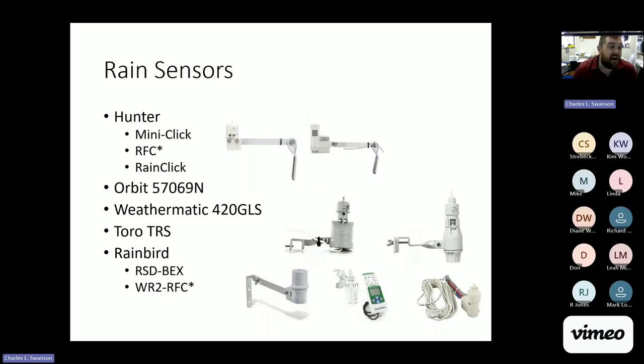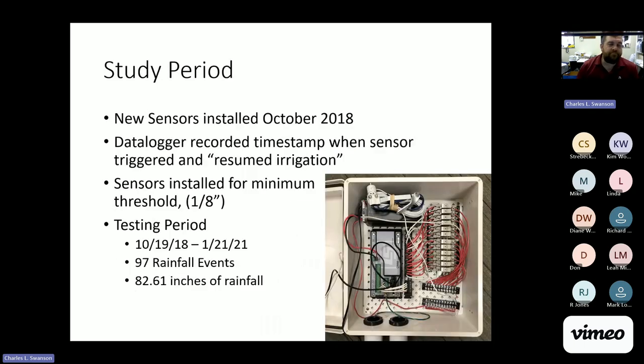And so here's just an example of different models. These are probably the most commonly used here in Texas. You could buy these at any irrigation store or even places like Home Depot or Lowe's. So these aren't hard to find. We have different models here that we tested. And during our initial testing period, when we got our original funding, we tested these controllers for 2.5 years. It was a great period to test rain sensors, from 2018 through early 2021. Here in our laboratory in College Station, we recorded 97 rainfall events and 82 inches of rainfall during that 2-year period. So great time to do a rain sensor study.